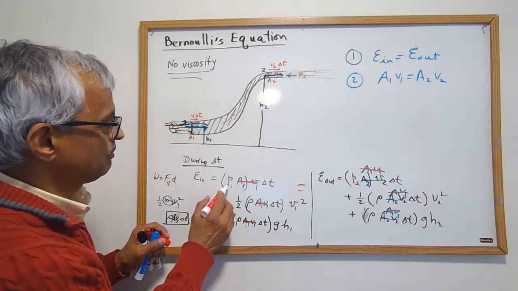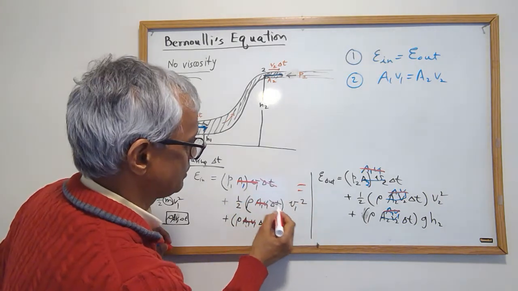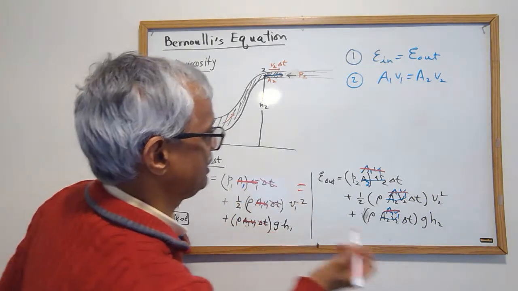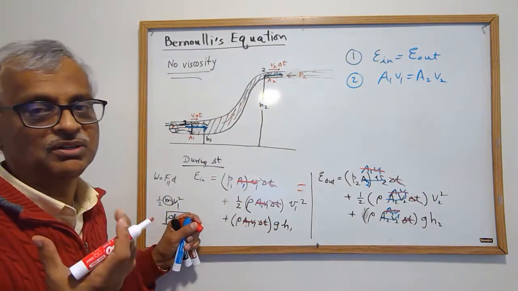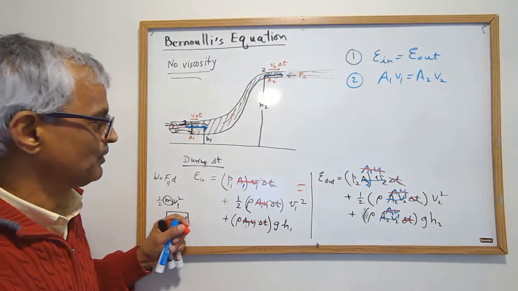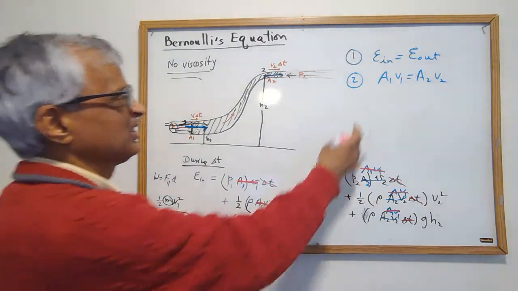So you can see that delta T also cancels out. Delta T is common to all of them. And they should rightly cancel because delta T was arbitrary. So what it tells me is E in equals E out.